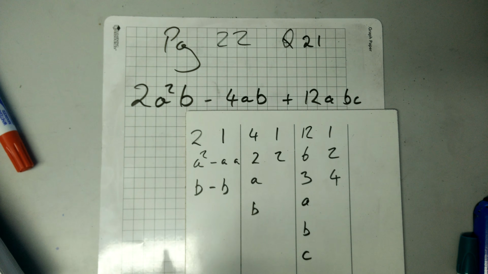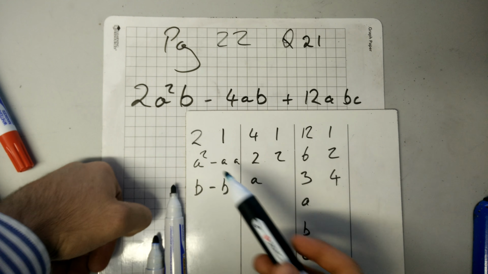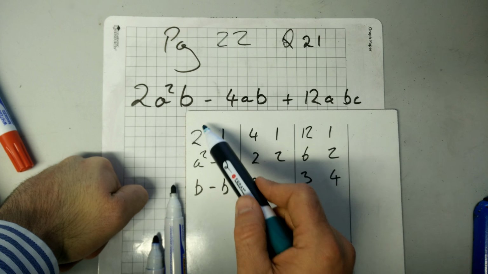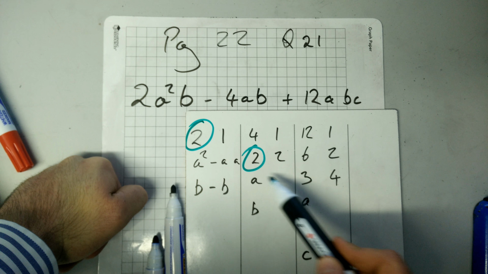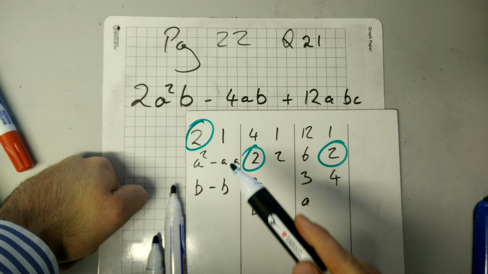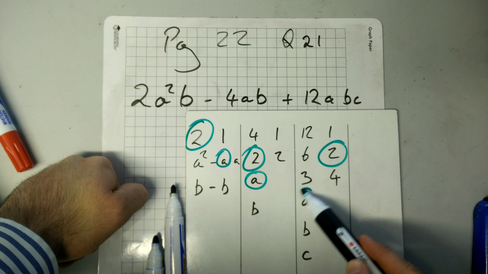So we're looking for something that's common to every single one of these terms. I'm going to look across the numbers first of all. We've got 2 here, and we've got a 2 here. So 2 is definitely the highest common factor of the numbers in each of the terms. Then we're going to see which letters are common. Looking across here, I can see that a is definitely in all three of these.